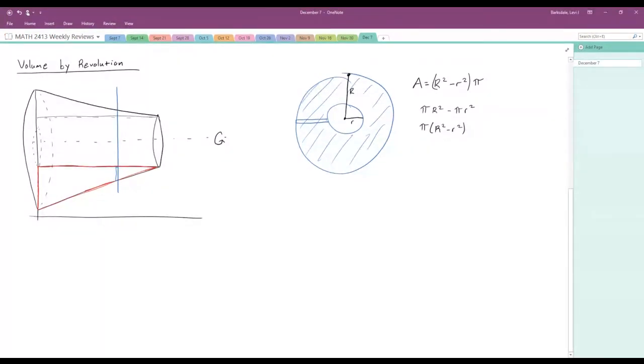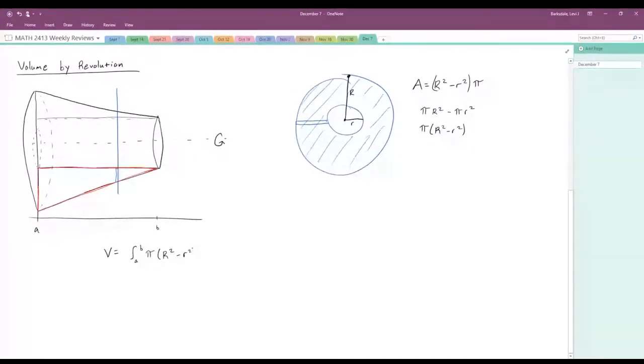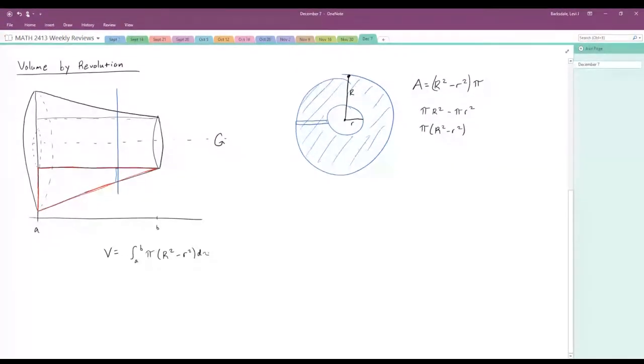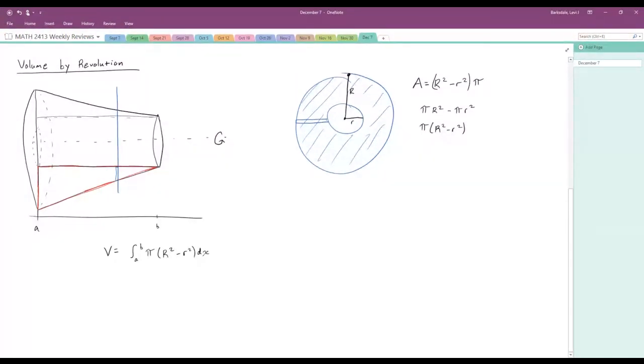In order to find the volume of my whole shape, what I can do is take this area and integrate it along this whole distance here. So my volume of my shape would be the integral from some starting point to some ending point of pi times this capital R distance squared minus this lowercase r distance squared. And that would give me my volume. So that's kind of where my formula comes from.